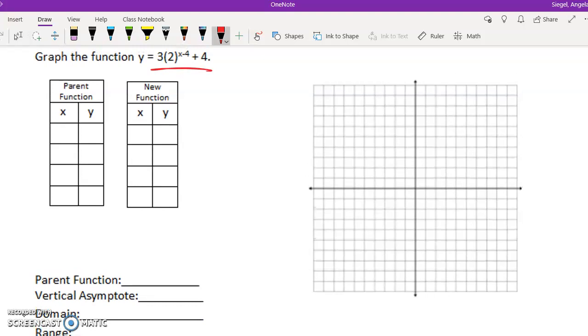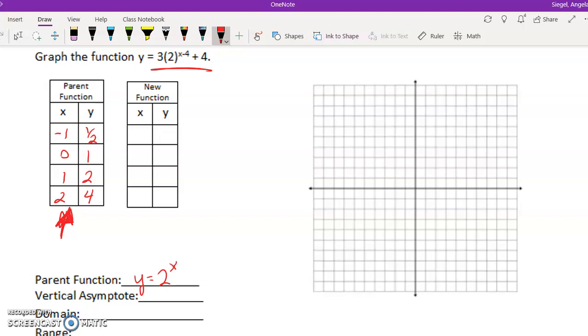So our parent function for this one is y equals 2 to the x power. So I'm going to be starting like I normally would over here. So I'll go ahead, just to keep it consistent, and put those values in. Notice that 2 to the negative 1 power is 1 half, 2 to the 0 power is 1, 2 to the first power is 2, 2 to the second power is 4. So now we're not having to go backwards. But everything else is the same.